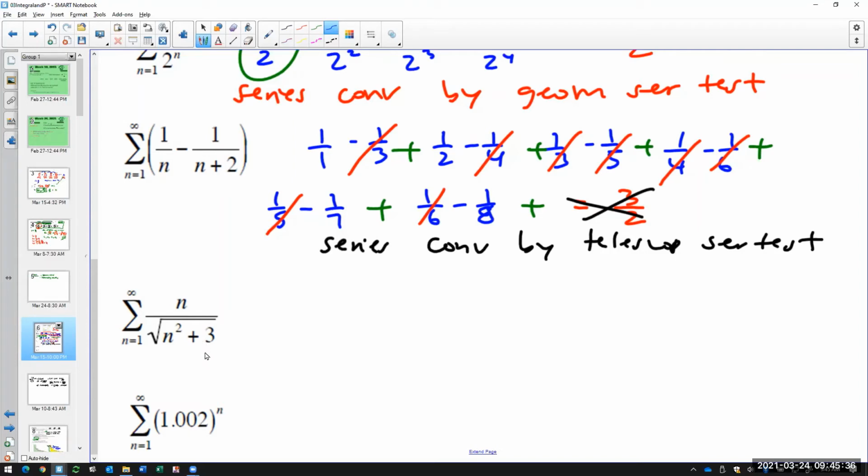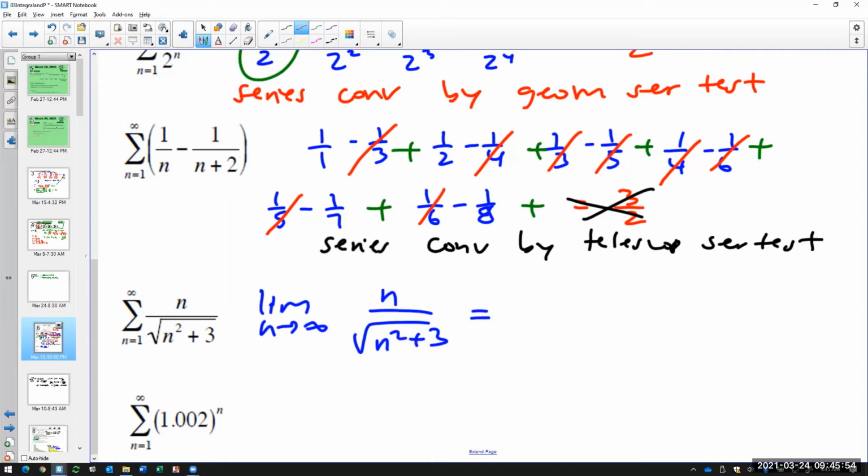Is it a telescoping test? No, it doesn't look like a telescoping test, okay? Then I jump right in. The only other test I know is the nth term test for divergence. Any idea what this is?